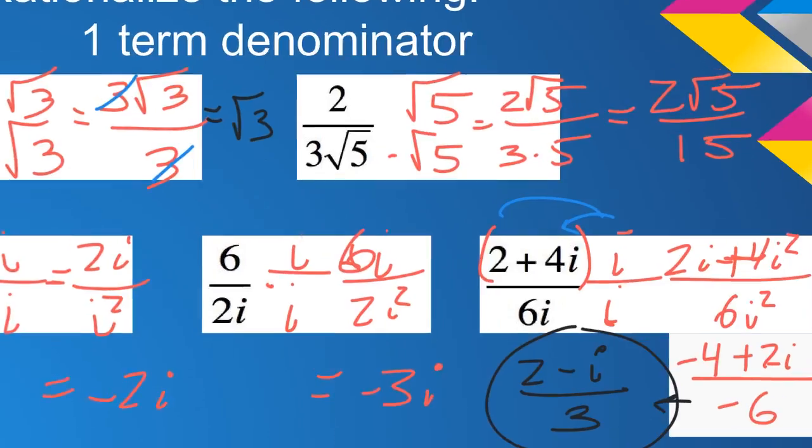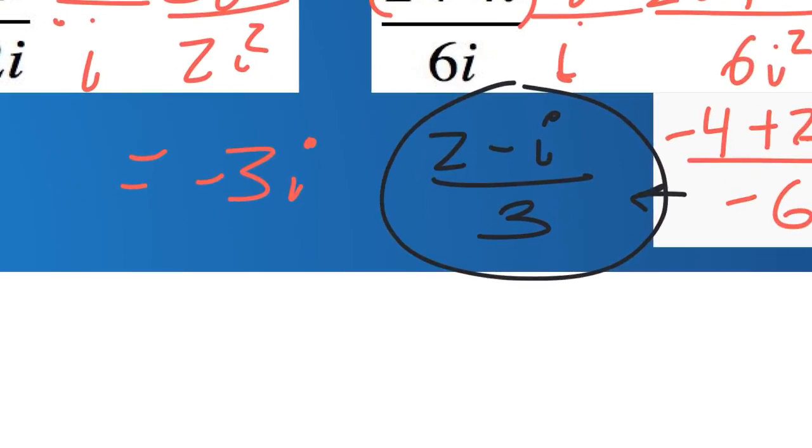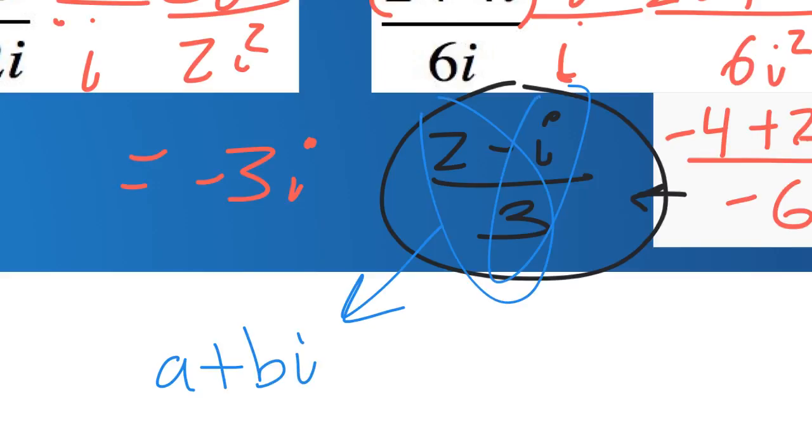Now this last example can be taken one step even further, because notice that this is a complex number, and we like our complex numbers to be written as A plus BI form. And so you just need to divide each of these parts. So if you want to write it that way, it'd be 2/3 minus 1/3 I. Now it's in your A plus BI form, your complex number form, where you have the real part and then you have the imaginary part.